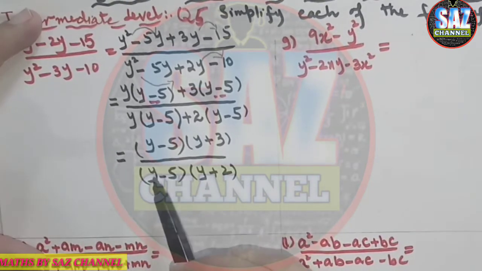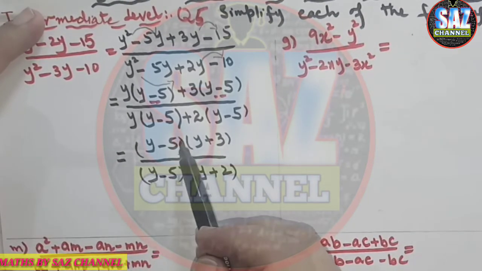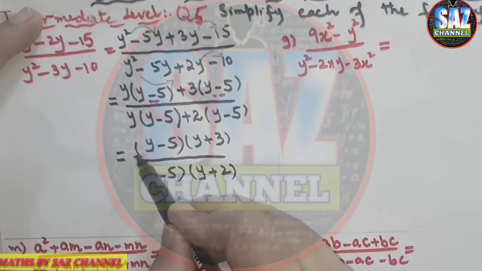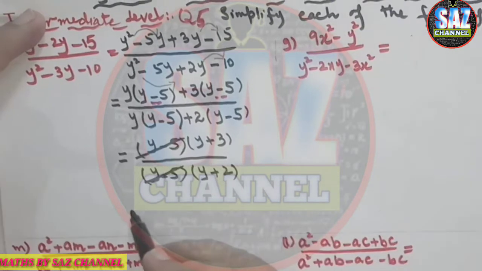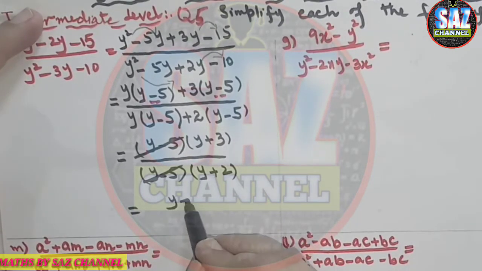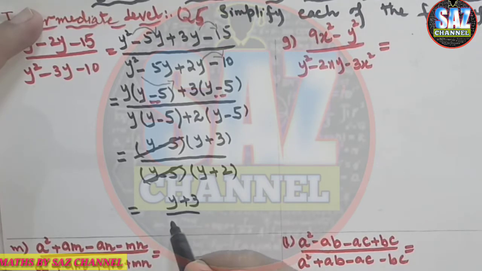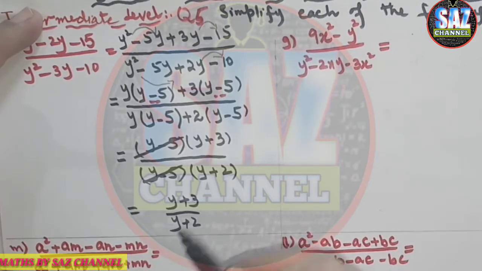Now y minus 5 is the common term in the denominator and numerator. We can cancel them, and I will be left with y plus 3 upon y plus 2. This is the answer.